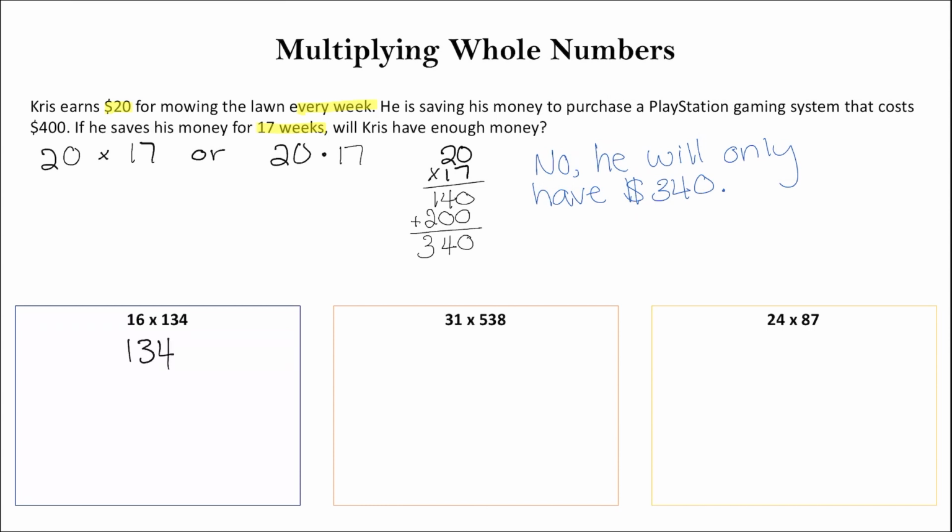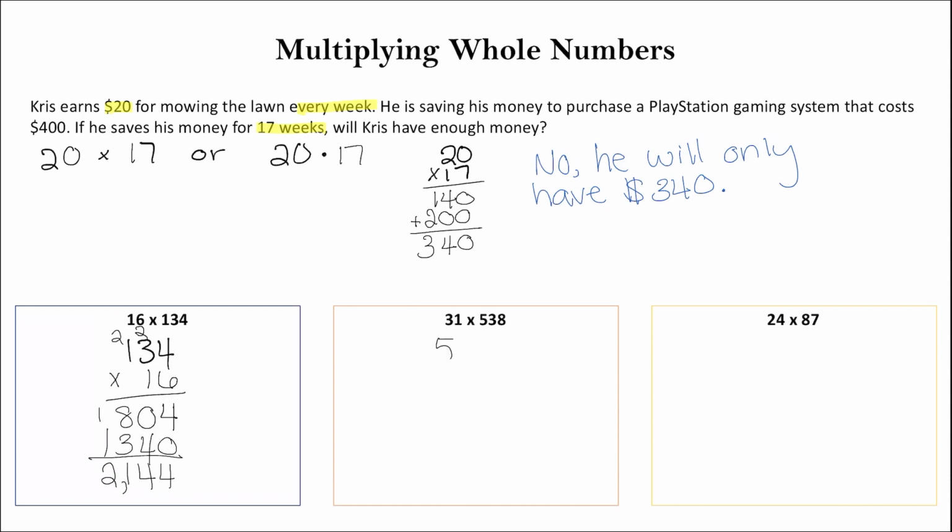So let's write out the problem as 134 times 16. 6 times 4 is 24, bring over the 2. 6 times 3 is 18, plus 2 is 20, so you bring down a 0 and over the 2. 6 times 1 is 6, plus that 2 is 8. Make sure you add that 0. 1 times 4 is 4, 1 times 3 is 3, 1 times 1 is 1. Add them all together to get your final answer of 2,144.